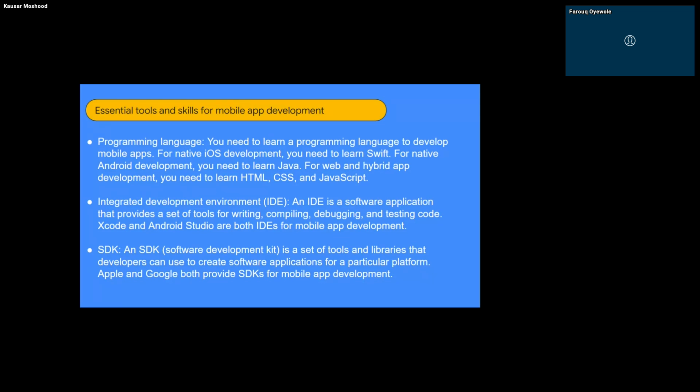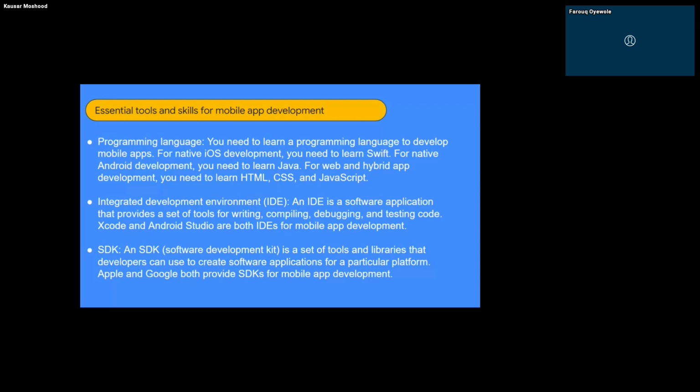Now, Xcode and Android Studio are both IDEs for mobile application development. Xcode is specifically for iOS, right? While Android Studio is for Android, like I said earlier on. And also you need an SDK. A software development kit is a set of tools and libraries that developers can use to create software applications for a particular platform.